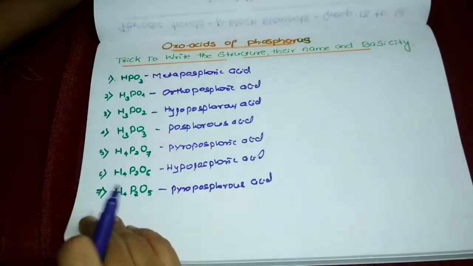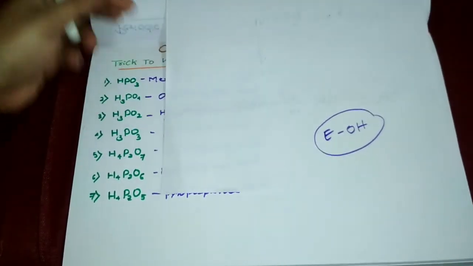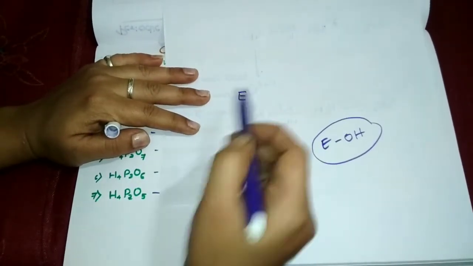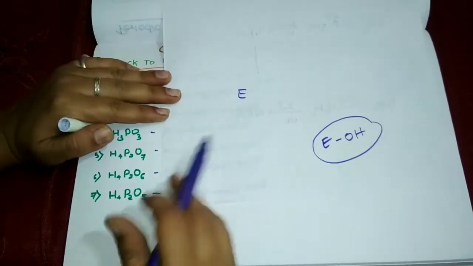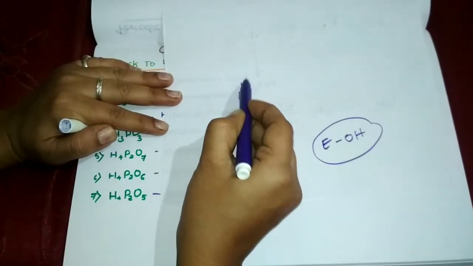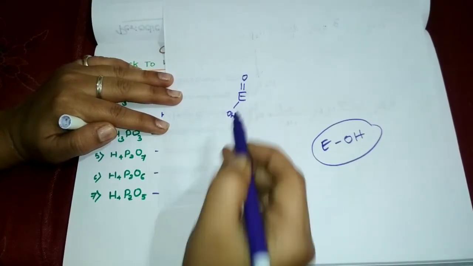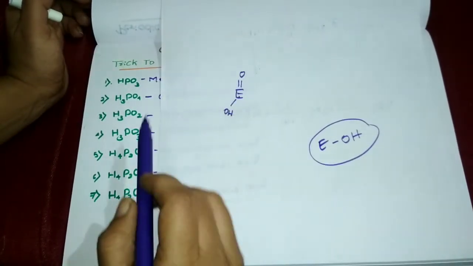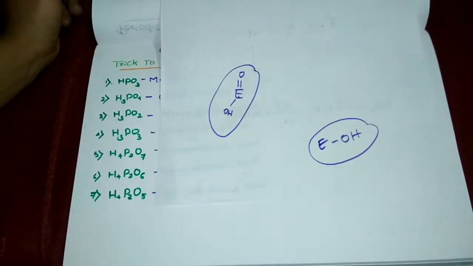Whenever you practice the structure, one point is common. Whichever oxo acid you go through, one thing is common in the structure: that particular element will be there, and here we have taken phosphorus. While writing the structure, the element will be there, with a double bond O, oxygen bonded to it, and one OH bond. Repeating, for that particular element, one double bond O will be present and one OH bond is present. So this is common for all the oxo acids of any element.